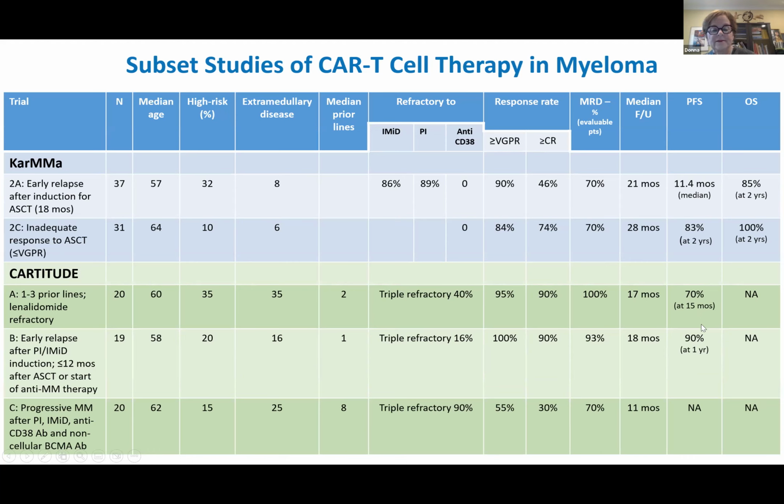And the last group is really an extremely heavily pretreated group, triple class refractory 90%, and all had another non-CAR T anti-BCMA, and still the response rates were respectable. And we only have response rate for this. So I think these were small trials. They were pilots, and we'll see where they go from here.